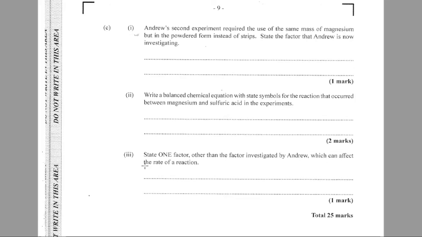All right, part 1 of C. Andrew's second experiment required the use of the same mass of magnesium, but in the powdered form, instead of strips. State the factor that Andrew is now investigating. So magnesium strips the first time, but magnesium powder the second time around, but the same mass. Andrew is now looking at the factor of particle size, or what we call surface area.